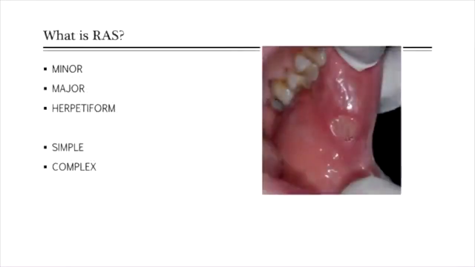Okay, so there are different types of classifications of RAS: minor, major, and herpetiform, as well as simple and complex. So what we can have is a minor simple, or a minor complex, or a major simple, or a major complex.